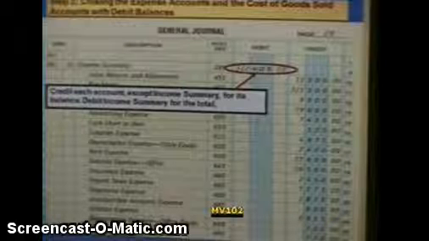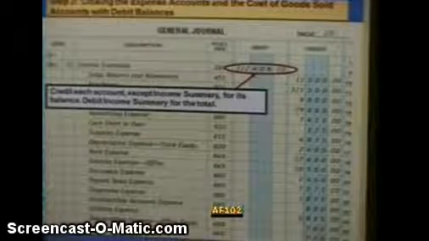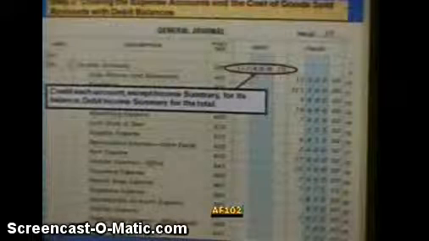Then we're going to do everything that has a debit balance. What? It's not going to be good. Okay. Go back. Okay.